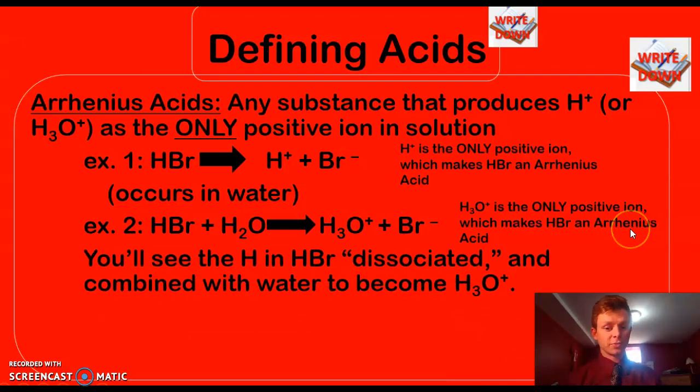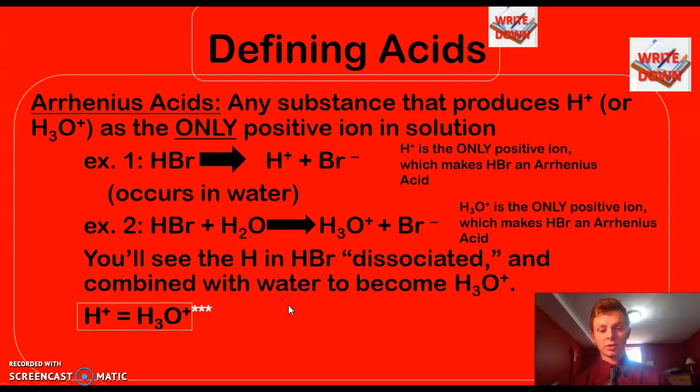You'll see that the H and Br are dissociated and combined with water to become H3O plus in the second example. So your HBr combined with water, the H got transferred over, and you end up with the hydronium ion and the bromide ion. Again, very important, you must know that H plus equals H3O plus. They both symbolize a substance being an acid.